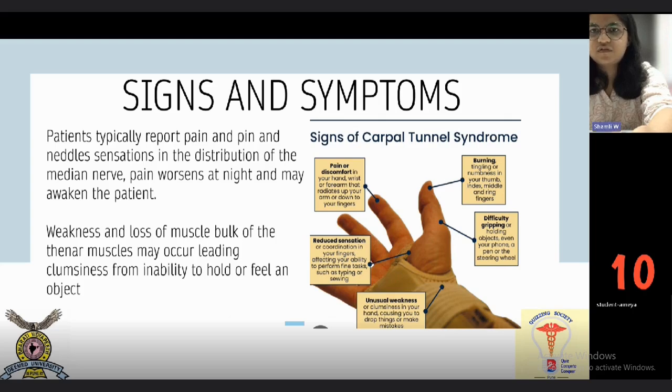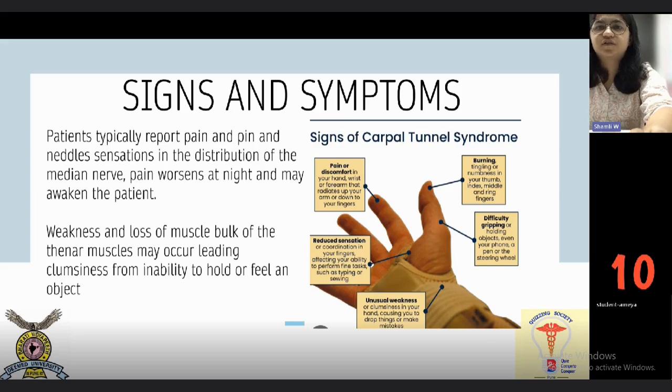So now we will look at specific signs and symptoms of carpal tunnel syndrome. So the patient typically reports pain and pins and needles sensation, which is called paresthesia, in the distribution of the median nerve. Pain worsens at night and may awaken the patient.